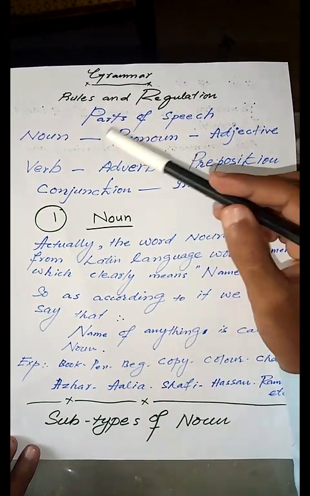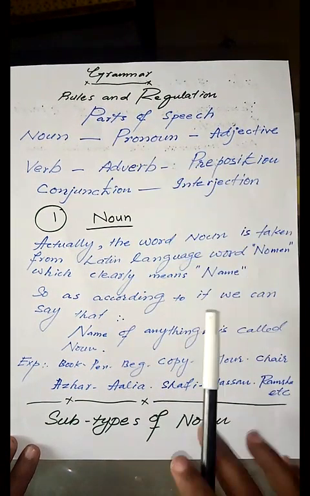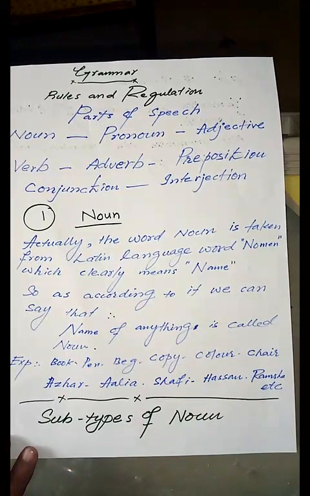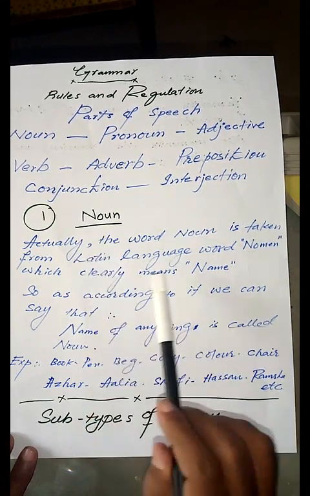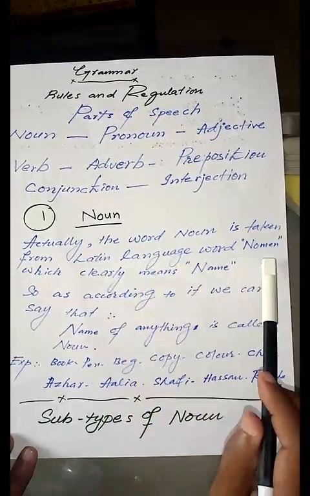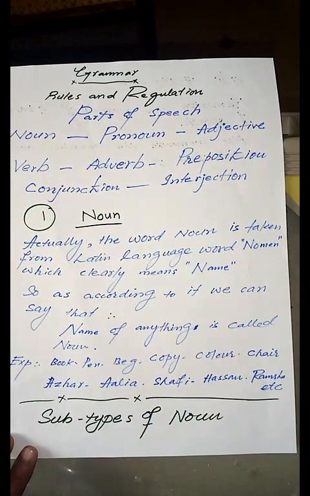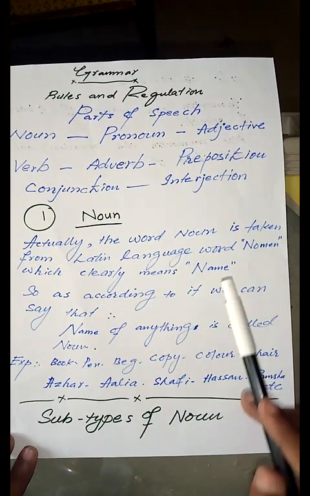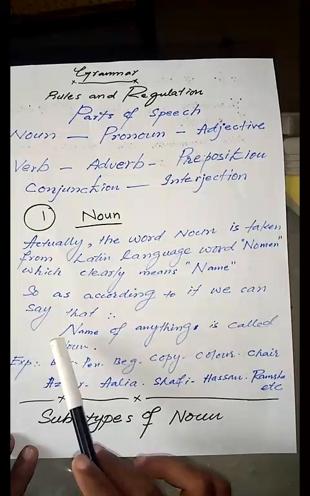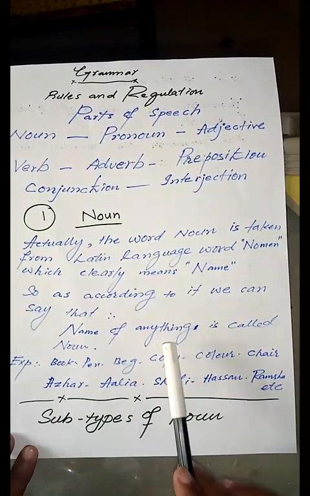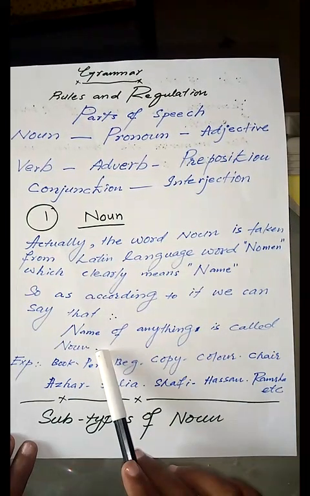So first of all, we have noun. The word noun is taken from the Latin word nomen, which clearly means name. Are you getting the point? Good. So the actual definition of noun is name, and according to it, we can say that the name of anything is called noun.